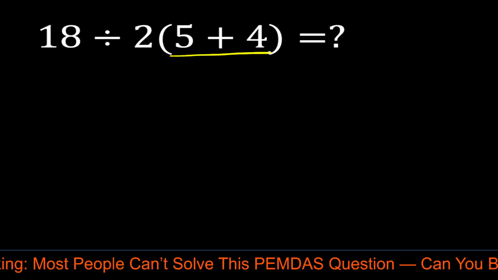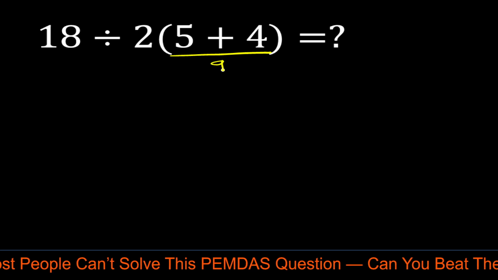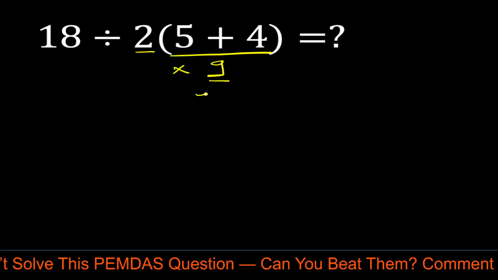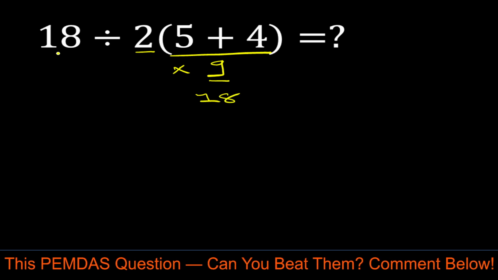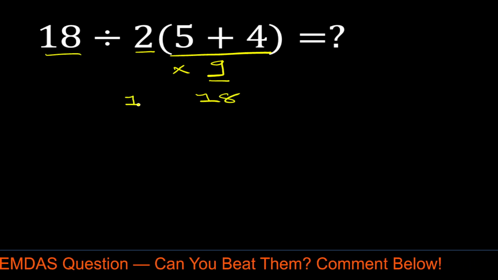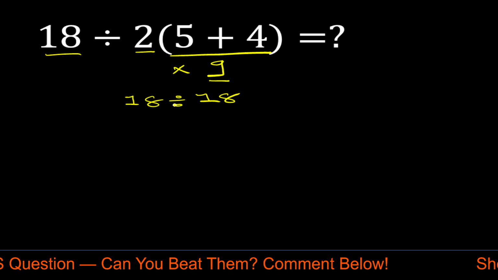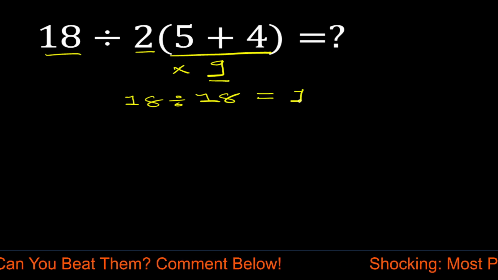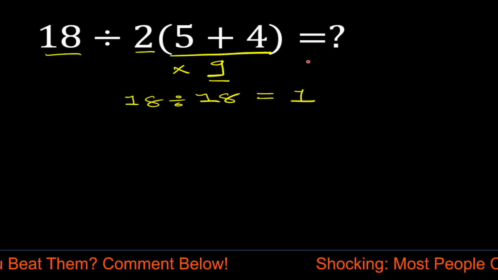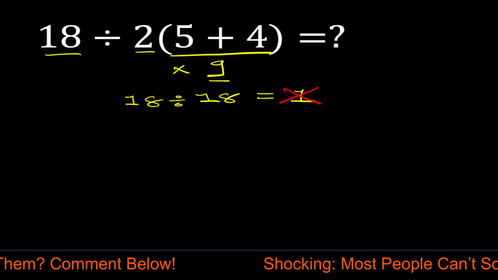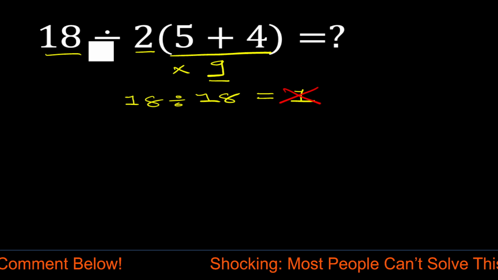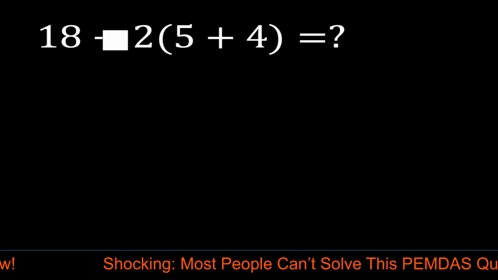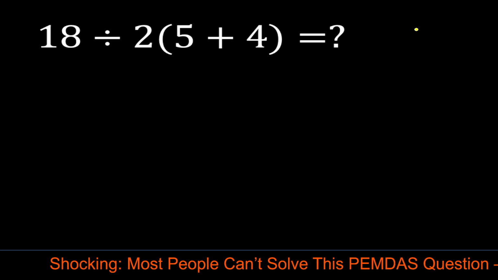5 plus 4 is equal to 9, right? Now 2 times 9 is equal to 18. So now 18 divided by 18 is equal to 1, right? But this answer is not correct. This answer is completely wrong. So now let's solve this problem correctly by using the PEMDAS rule, right?